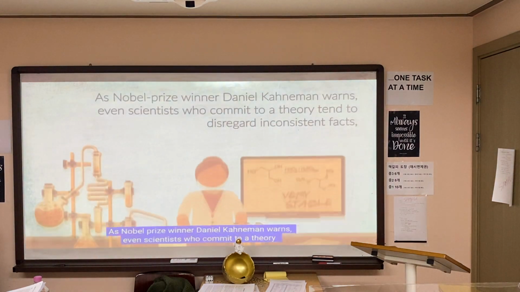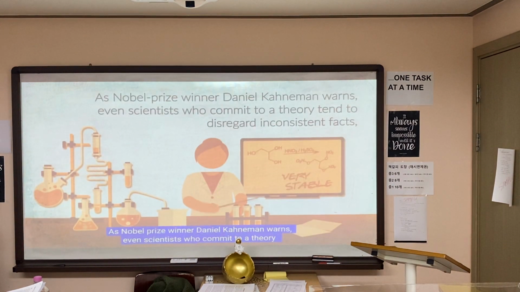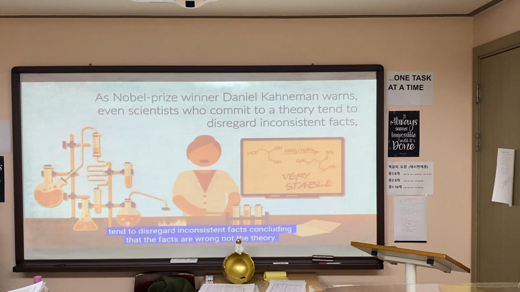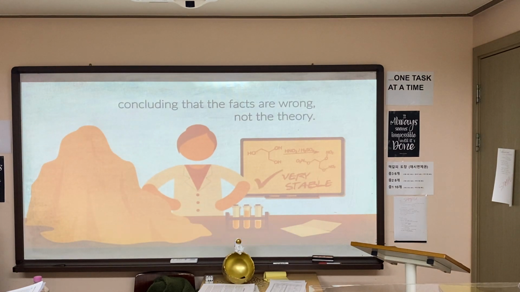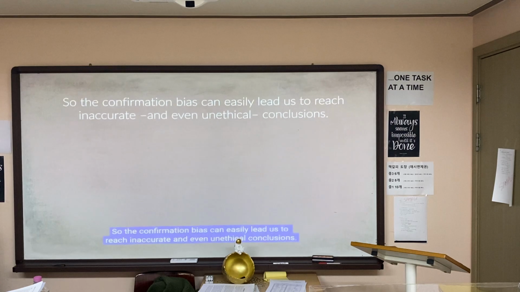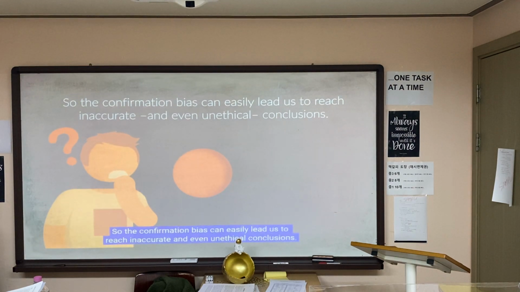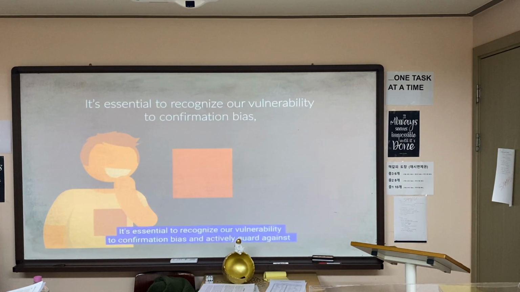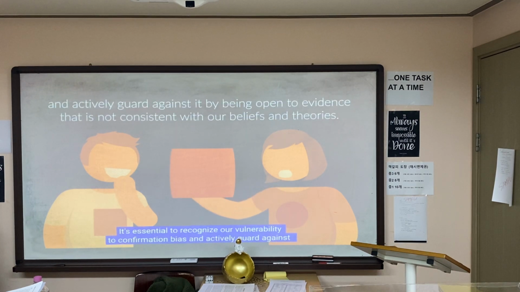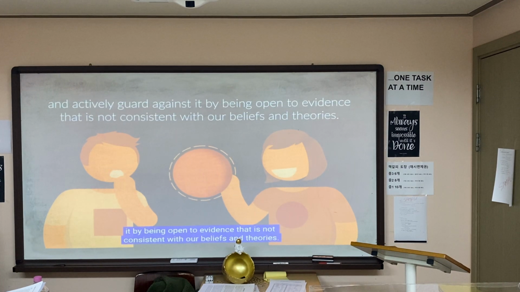As Nobel Prize winner Daniel Kahneman warns, even scientists who commit to a theory tend to disregard inconsistent facts, concluding that the facts are wrong, not the theory. So, the confirmation bias can easily lead us to reach inaccurate and even unethical conclusions. It's essential to recognize our vulnerability to confirmation bias and actively guard against it by being open to evidence that is not consistent with our beliefs and theories.